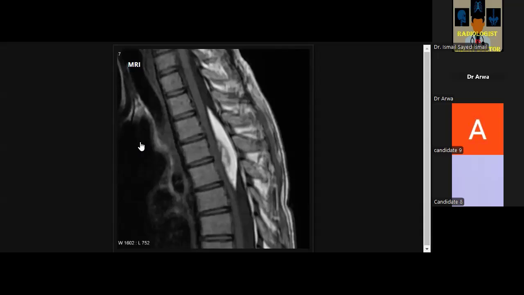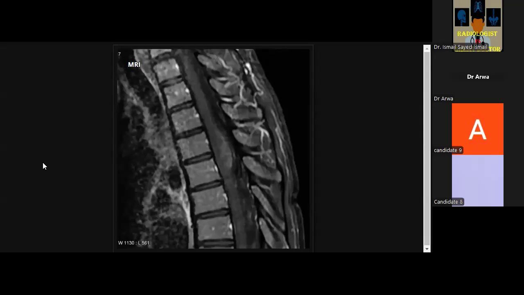Any differential diagnosis other than hematoma? With chronic symptoms, then it could be a fat-containing lesion. Yes. It could be a dermoid. What's the next sequence you want to see? I would like to see the fat-saturated sequences. Okay, yes.